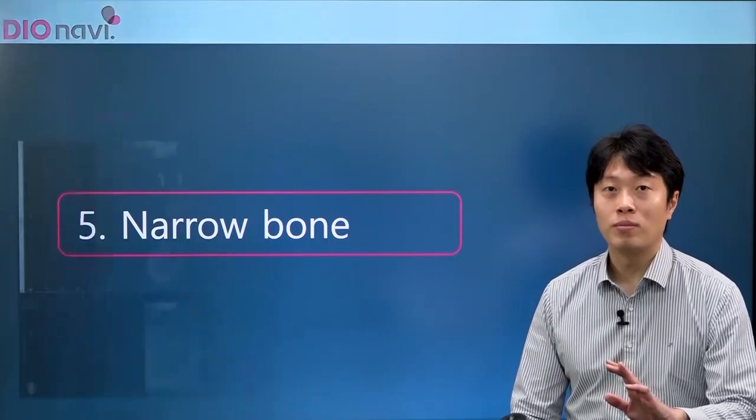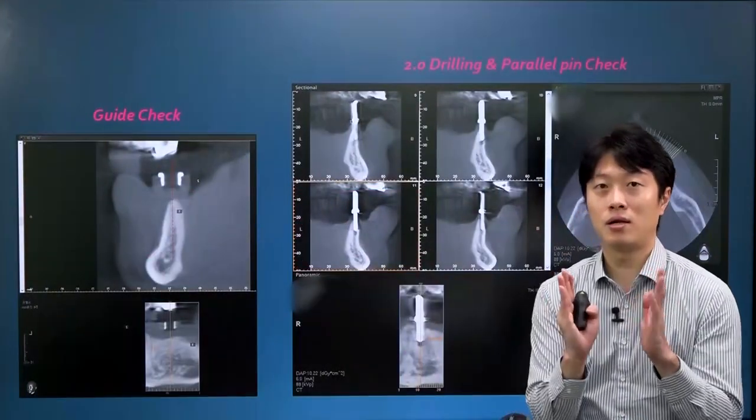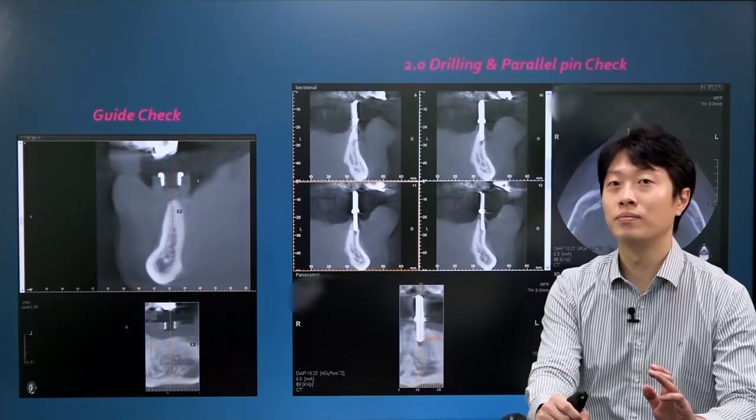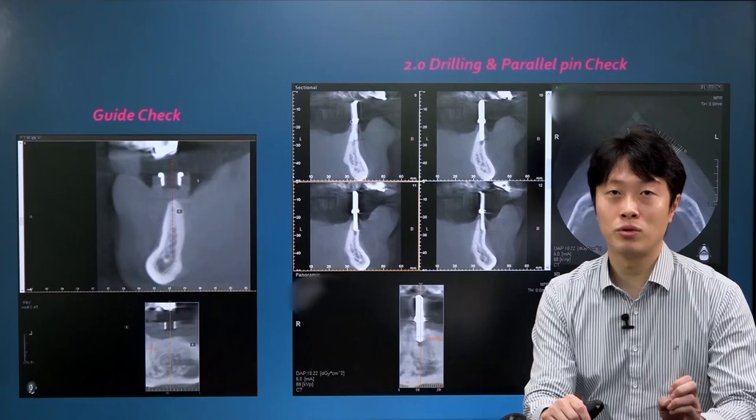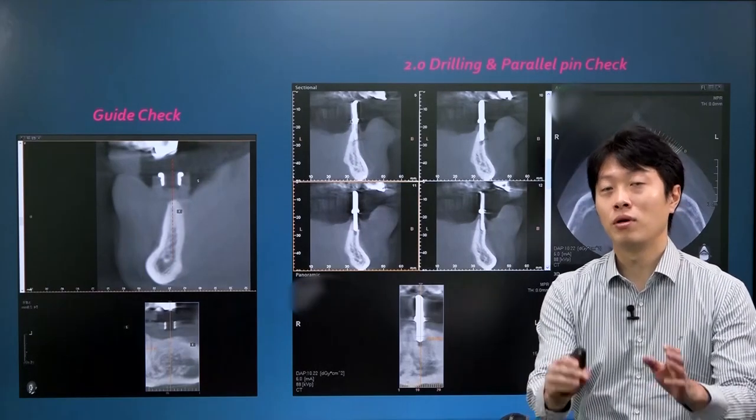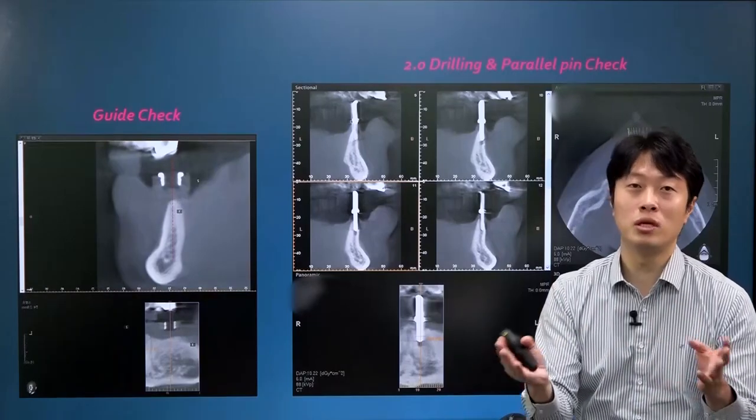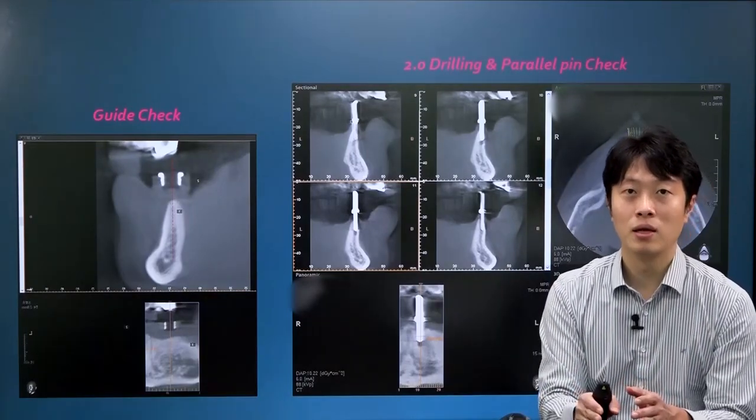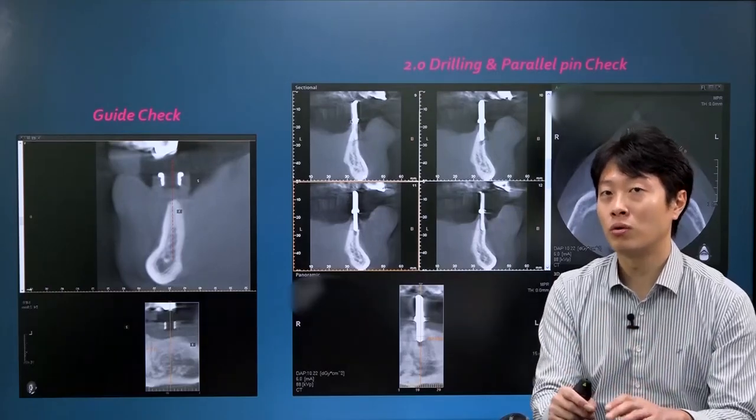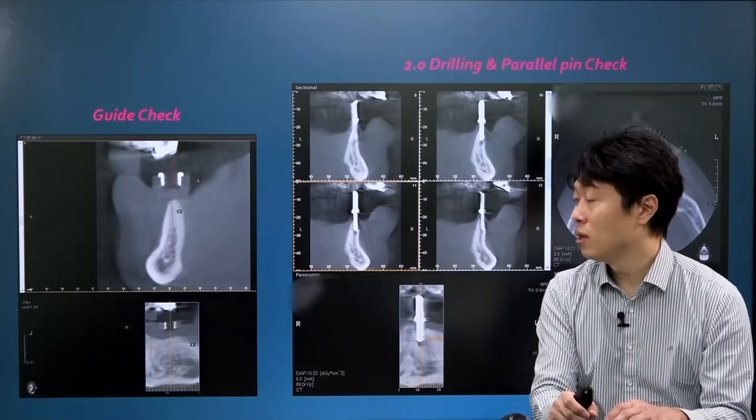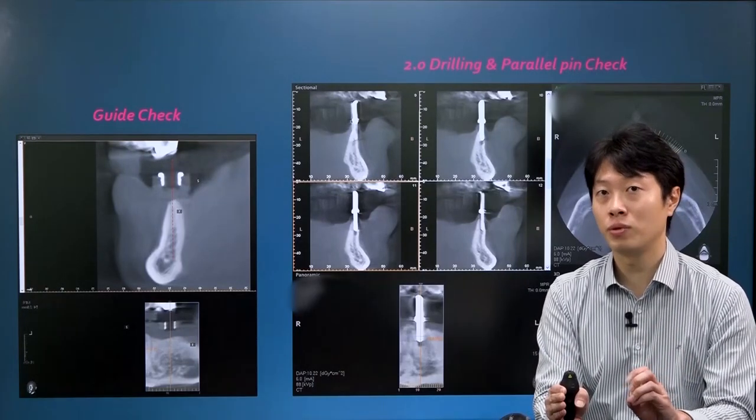Let's consider the narrow bone. There are some cases with the alveolar bone very narrow, like a blade. The DIOnavi implant is advantageous in that it does not require an incision. Opening the flap itself may cause bone loss, so it's obvious that we will get better results if we do not open the flap and prevent bone loss. Such is the advantage of using DIOnavi in surgery when the bone is thin.